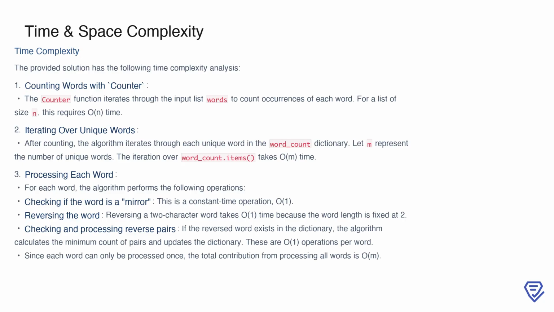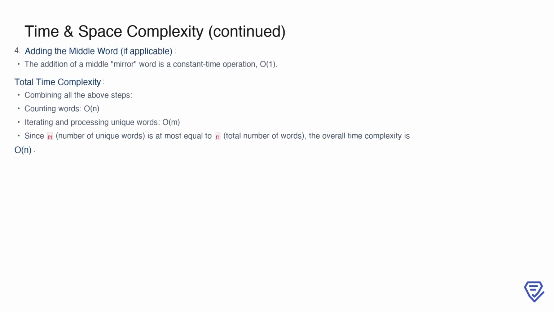Next, for each word, we perform a series of constant time operations: checking if the word is a mirror, reversing the word, and processing reverse pairs if they exist. All of these operations are O(1) for each word. Since we process each word only once, the total contribution to the time complexity from these operations is O(m). Additionally, the algorithm includes an optional step to add a middle mirror word to the palindrome, if applicable. This is also a constant time operation, requiring O(1).